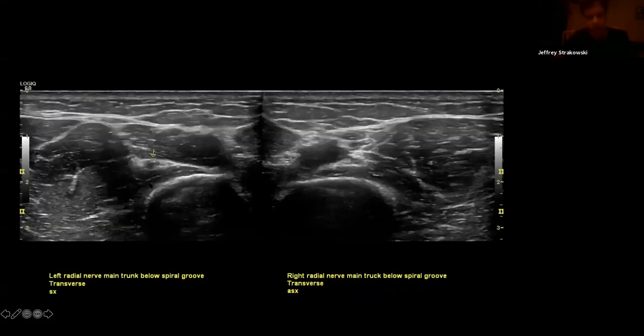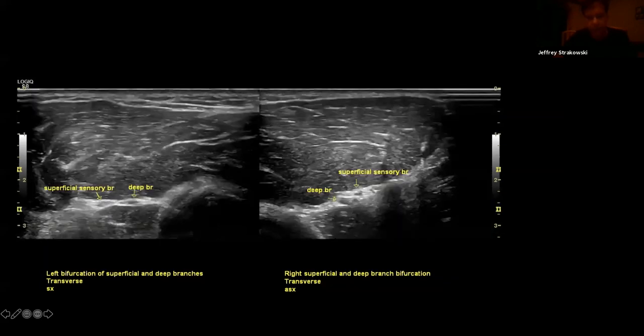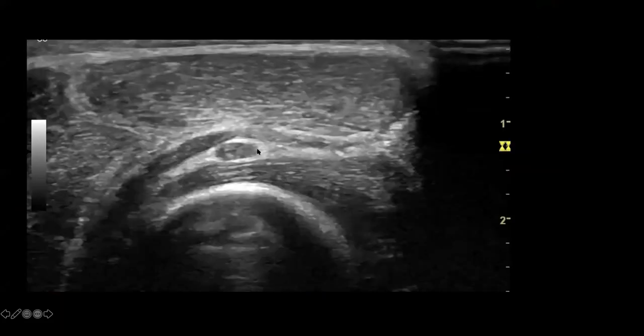Okay, so in our scanning process, we see the radial nerve coming out of the spiral groove. We do side-to-side comparisons, and they look about the same. The posterior cutaneous nerve of the forearm looks pretty good, and clinically those were good. We get down to the bifurcation between the deep and superficial branches. Side to side, they look pretty good. And we can see this.